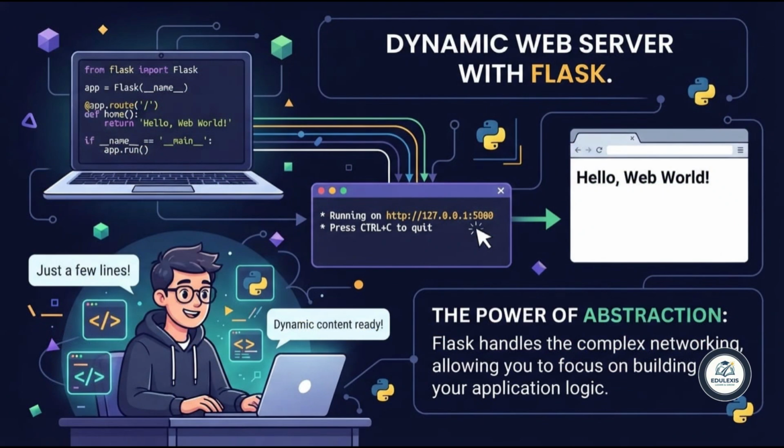JSON is the standard format for API communication. It stands for JavaScript Object Notation. It looks just like a Python dictionary. When you return a dict from a Flask or FastAPI function, the framework automatically converts it into JSON, so the client on the other side can easily read it.